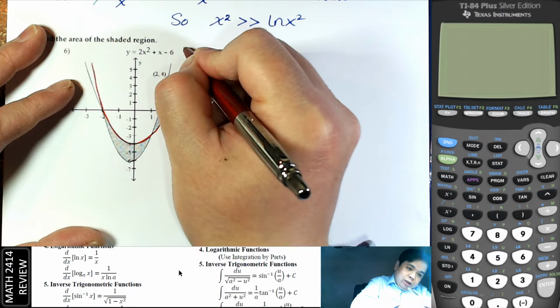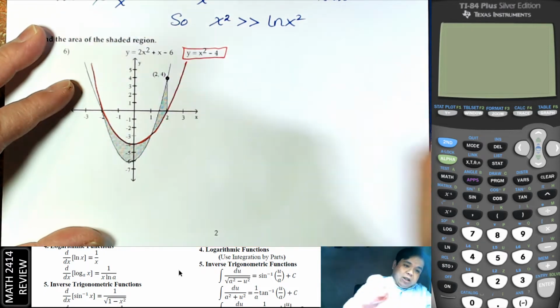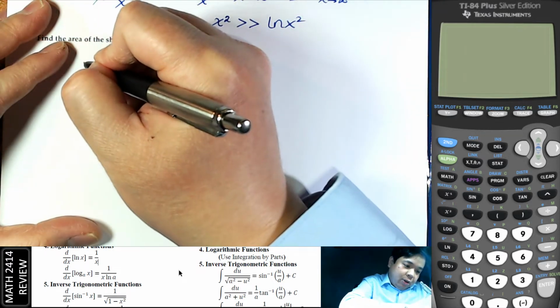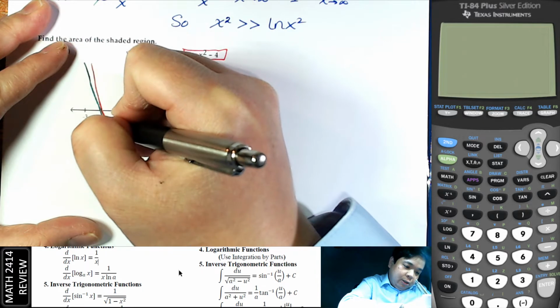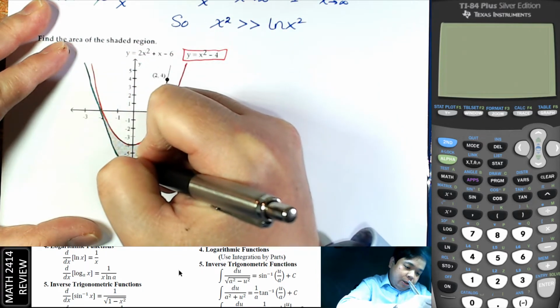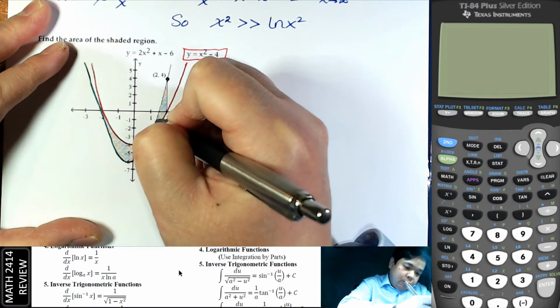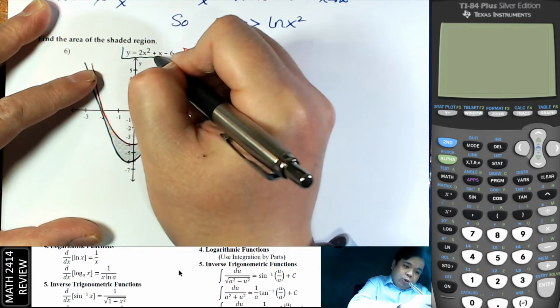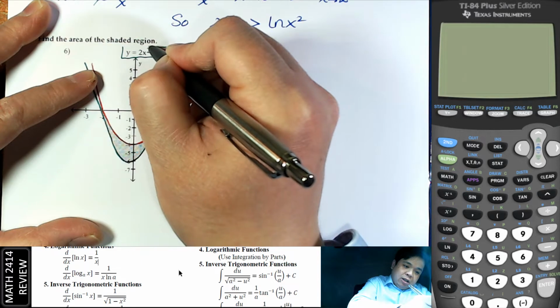So that one is y equal to x squared minus 4, and this one is y equal to 2x squared plus x minus 6.